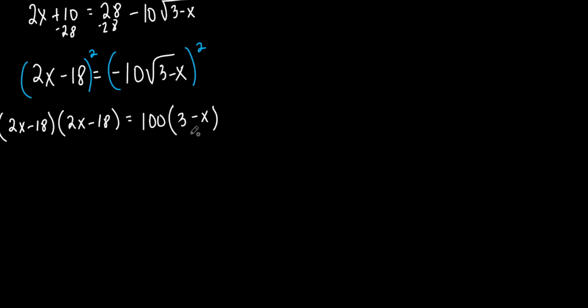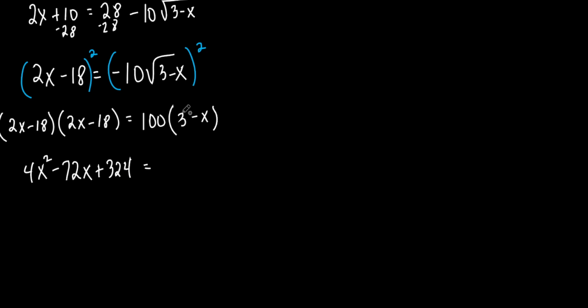So now, this works out a lot better than what we had before. What we're going to do is FOIL this, all right? So 2x times 2x is 4x squared. That's going to be negative 36x, and this is going to be negative 36x, which gives you negative 72x, plus, I have no idea what 18 times 18 is, but I did write it down. Very good. It's 324, equals.